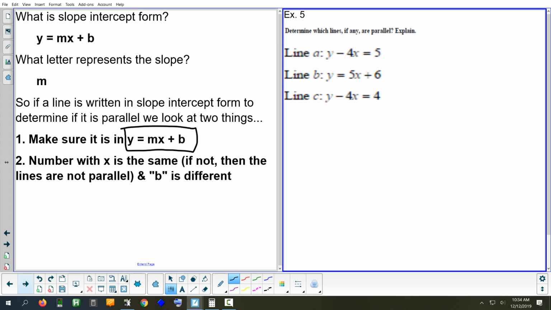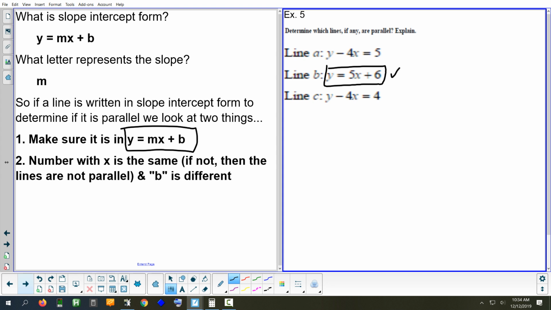Now, what does step 1 say? Make sure what? Yeah, make sure. Are any of those lines already in slope-intercept form? B. So B's okay. I like that. Put a box around it, because that one's good. How about A? No, I don't like that one.